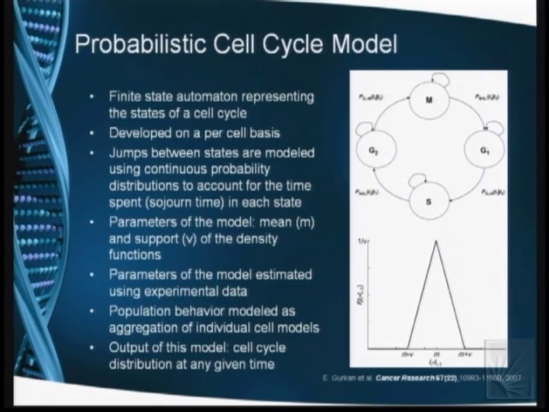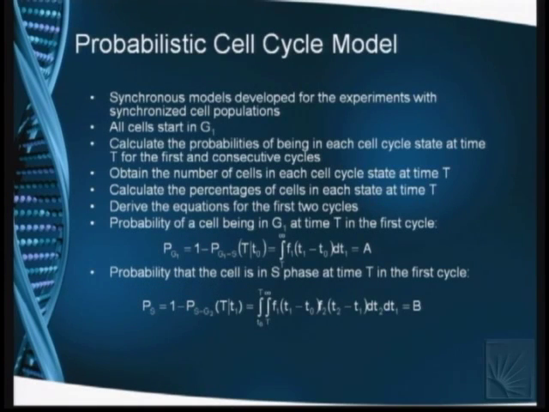The output of this model actually gives you the number of cells in each cell cycle state, and from there you can calculate the percentages of cells in each cell cycle state. We first developed synchronous cell cycle models because the first experimental data we got from our collaborators were with synchronized cells. And then we will see how we extend this to asynchronous cell populations as asynchronous cell cycle models. So when the cells are synchronized, they all start in G1.